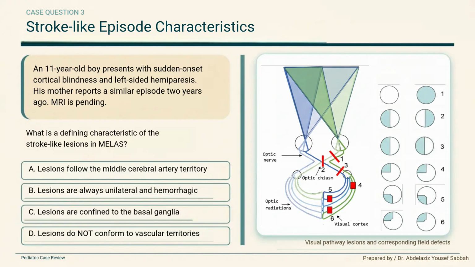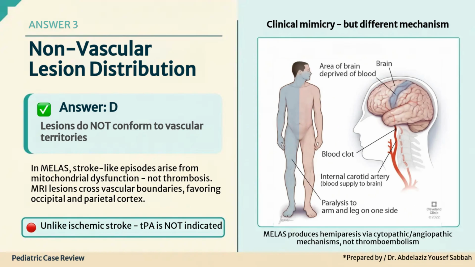Option A, lesions follow the middle cerebral artery territory. Option B, lesions are always unilateral and hemorrhagic. Option C, lesions are confined to the basal ganglia. Option D, lesions do not conform to vascular territories. Think carefully about the underlying mechanism of these episodes. The correct answer is D. Lesions do not conform to vascular territories.